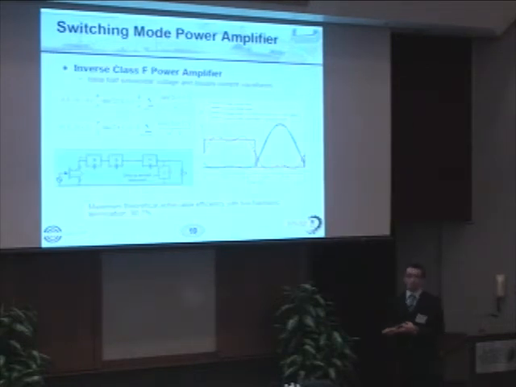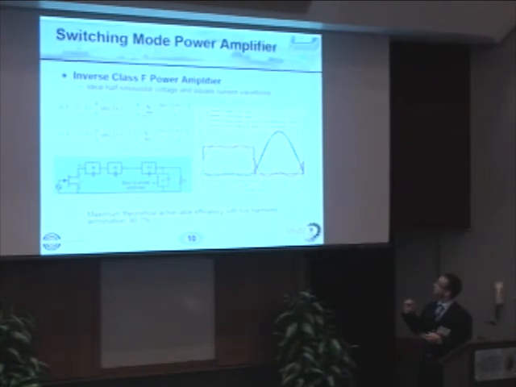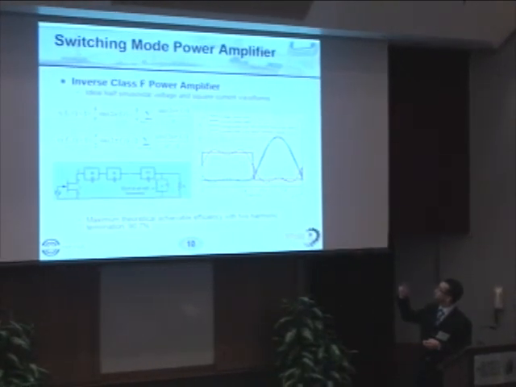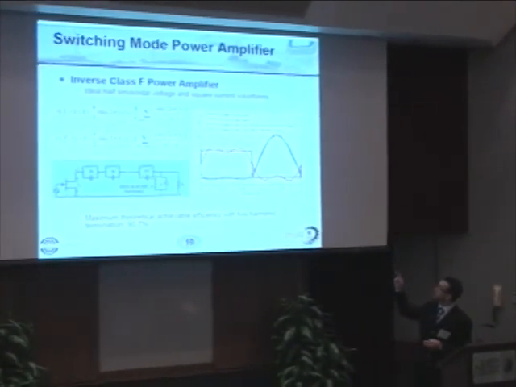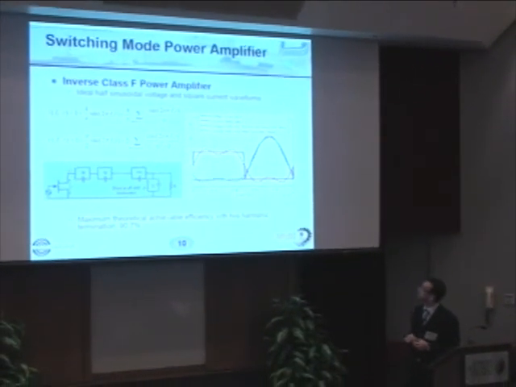There are different ways to achieve this switching behavior for the transistors. One way is the inverse class F power amplifier. And this consists in terminating the transistor in a way to achieve a current waveform of a square wave and a half sine wave for the voltage.